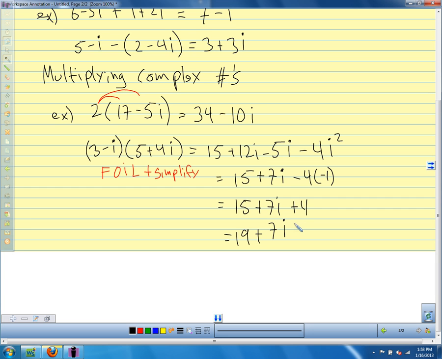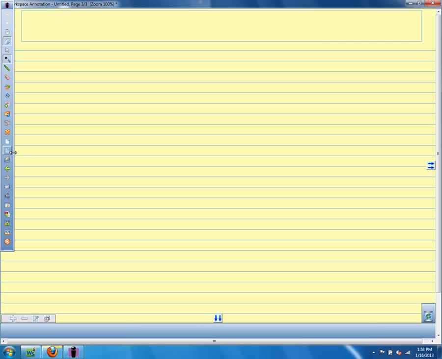All right, so when we multiply, we FOIL and simplify. Questions on multiplying complex numbers? Should be more or less review, just kind of a reminder of how we do this. Now, when we divide complex numbers, it gets a little more complicated. So we need to talk about one other thing before we divide complex numbers.